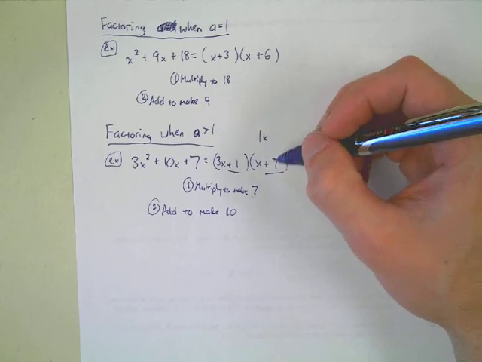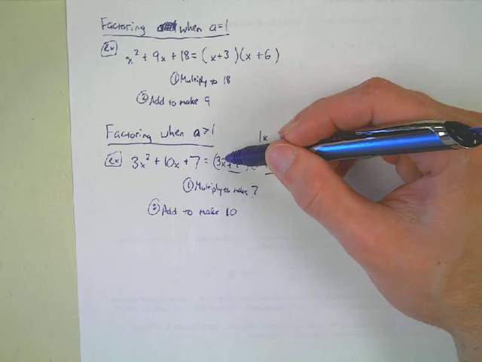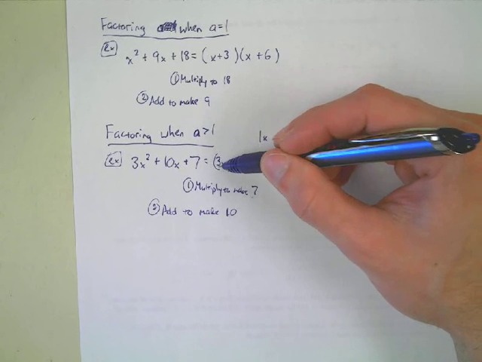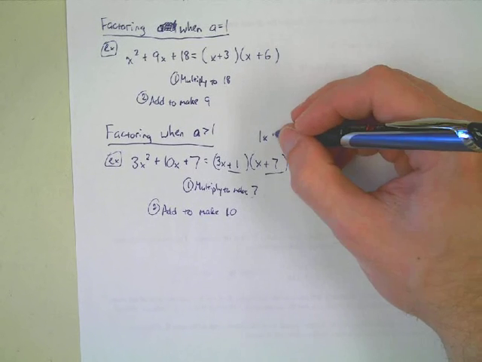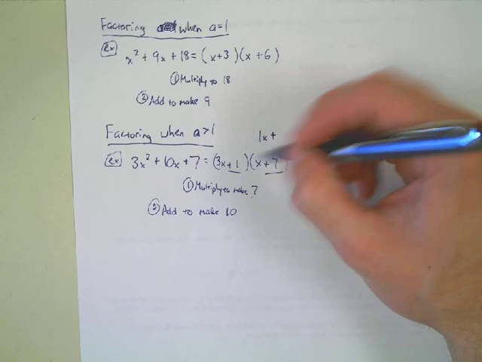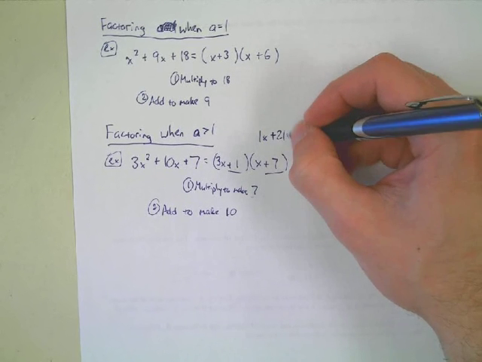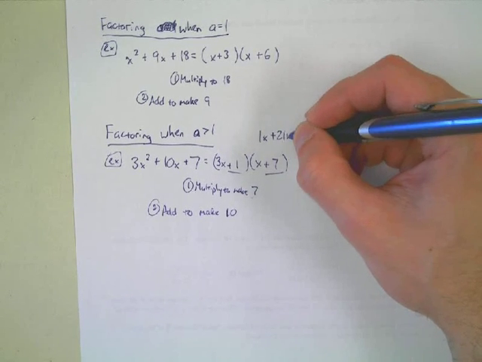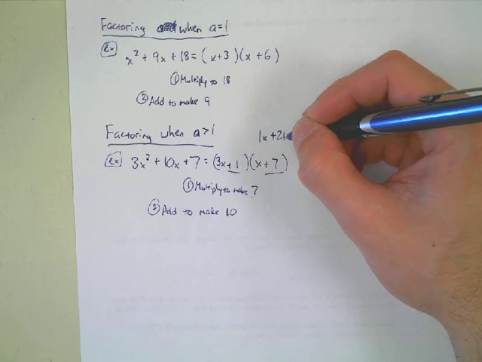And then what does the 3x multiply with? The x, but also the 7. So what's 3 times 7? 3x times 7? 21x. So I'm going to get 1x plus 21x, 22x. Is that what I wanted?